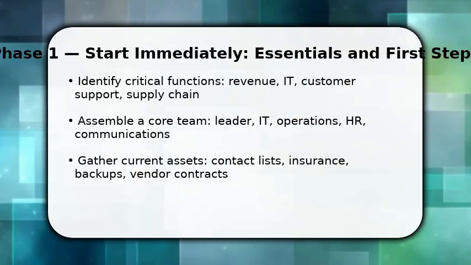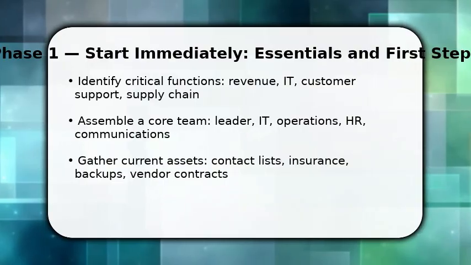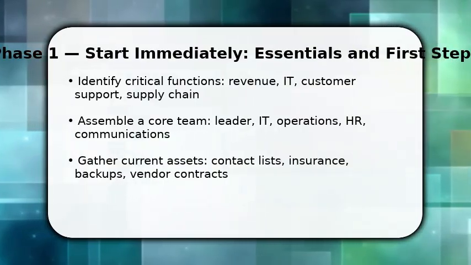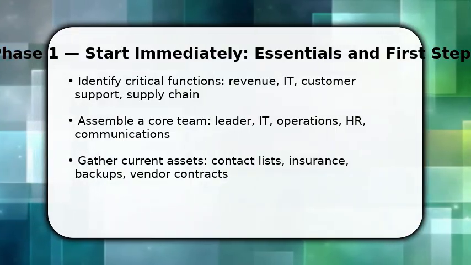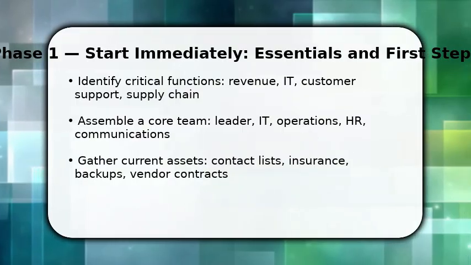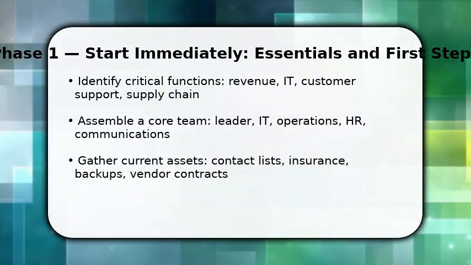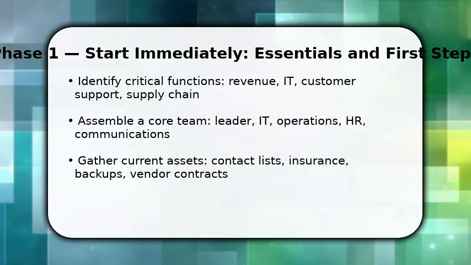You begin by focusing on essentials and starting work now. Identify your critical functions first, those that keep revenue flowing and customers served. Once listed, assemble a small cross-functional team with clear roles: leader, IT, operations, HR, and communications.